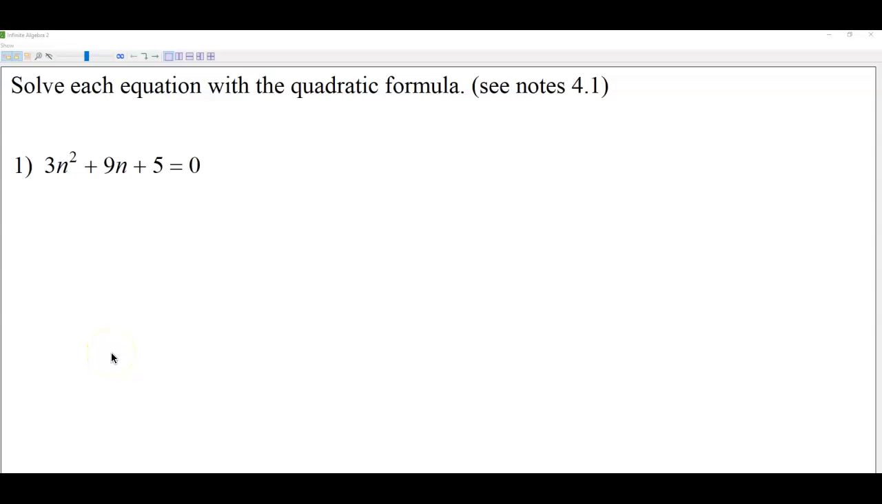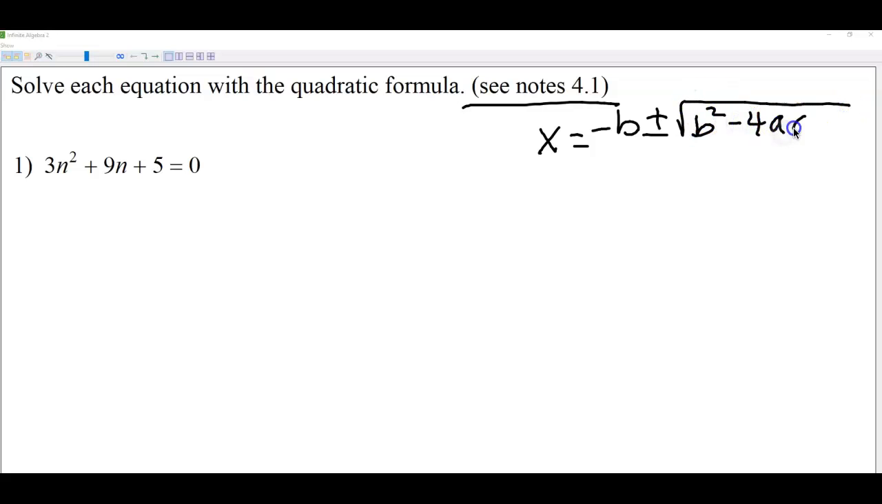So as you guys can see here at the top, I put where you can find it in your notes if you need to. But for this one, we're being asked to solve the equation with the quadratic formula. Quadratic formula is this guy here. And the 3 is the A, the 9 would be the B, the C would be 5.